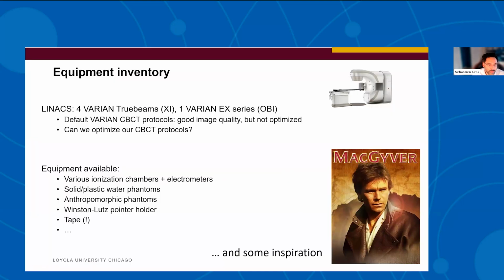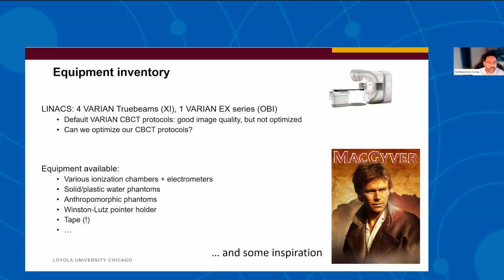So in terms of equipment inventory, at the time we had 4 Linacs, 4 TrueBeam Linacs, 1 EX, and we were using the default Varian Cone beam CT protocols. As Colin mentioned, those are the protocols that are provided by the manufacturer. They provide really good image quality, but are not optimized in terms of dose. So the question I wanted to answer is, can we optimize those while keeping a good image quality?